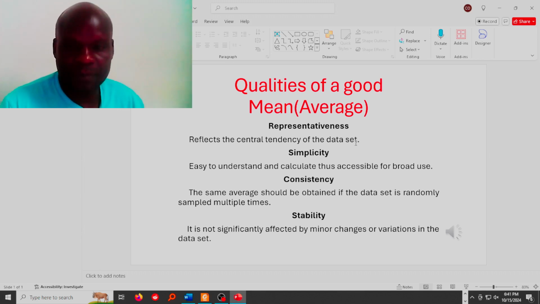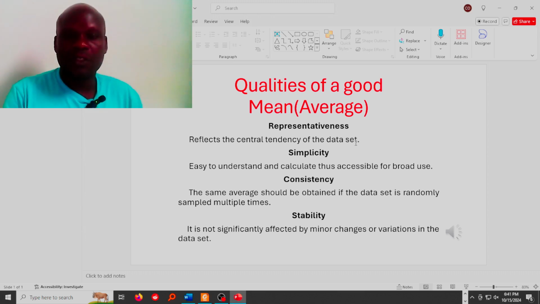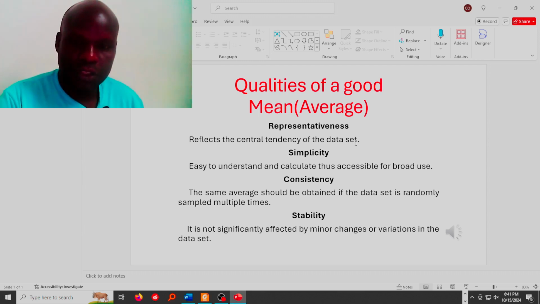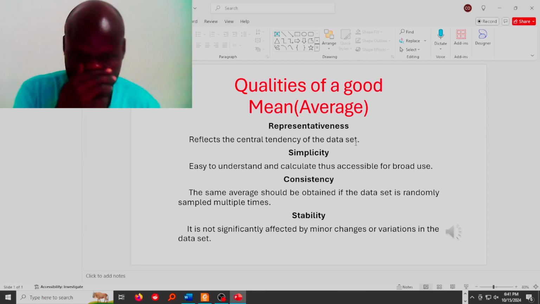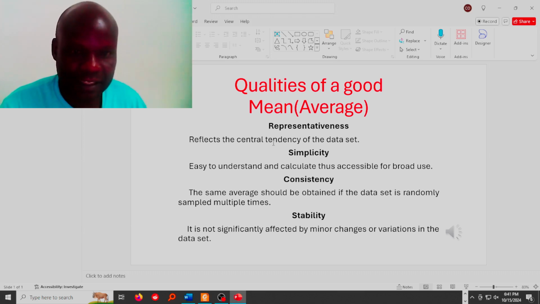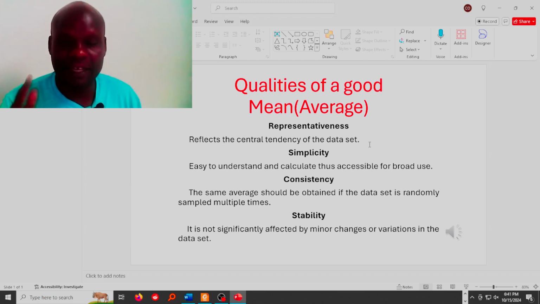So every other time that you carry out such an experiment using different samples, you are going to get different means which are closely packed 95 times out of 100 trials that you make. So that's representativeness. So in simple terms, it reflects the central tendency of the data set. That is, if not affected by outliers.